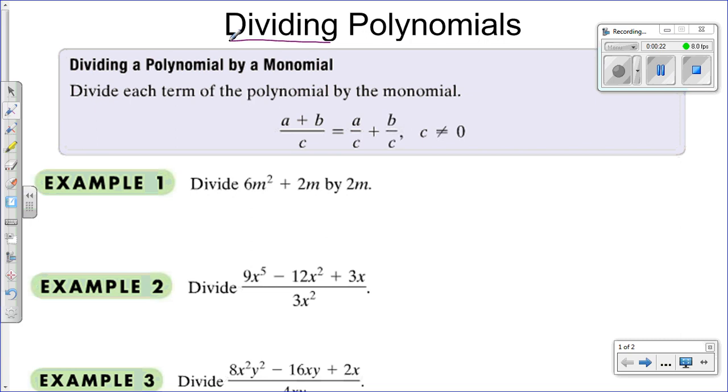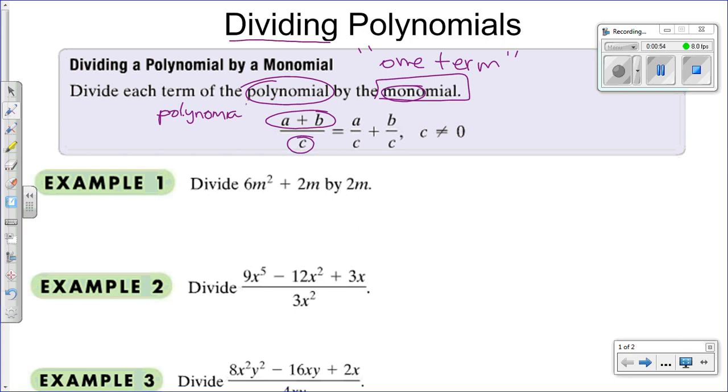What I mean by that is that we're going to start dividing a polynomial by a monomial. So what does that prefix mono mean? One. So this will be only one term. When we say one term, that's what this letter C is representing. One term and one term only. However, on the numerator, we have more than one term, and that's why we call them polynomials. So what we're doing here is dividing a polynomial by a monomial.